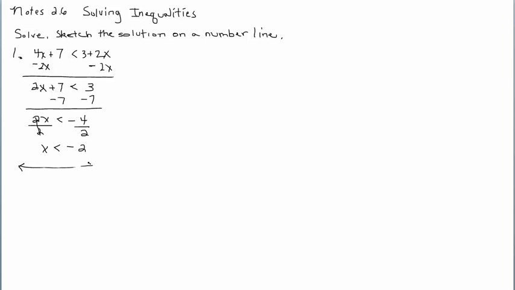Alright, so sketching the solution on a number line is relatively easy. Just put negative 2 on your number line. Now if we put an open circle here, that means that we don't want to include negative 2, and that coincides with the less than. If I filled the circle in, that would mean that I would have seen an or equal to underneath the less than symbol. But it's not there, so we have the open circle.